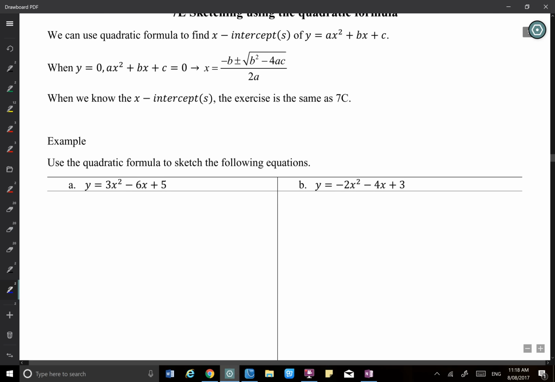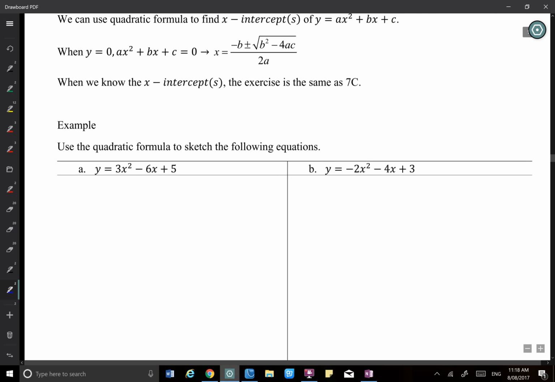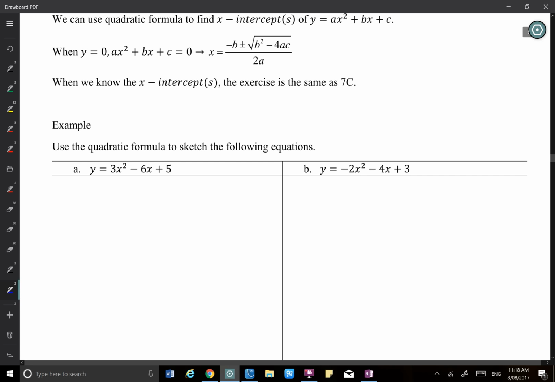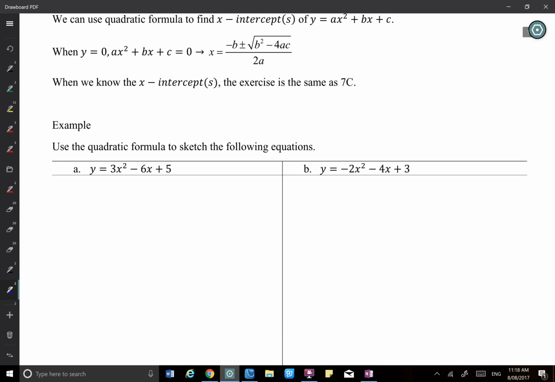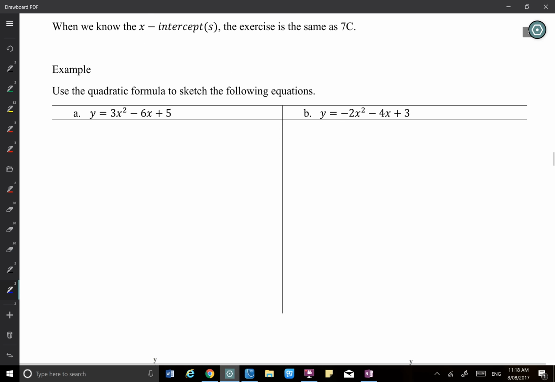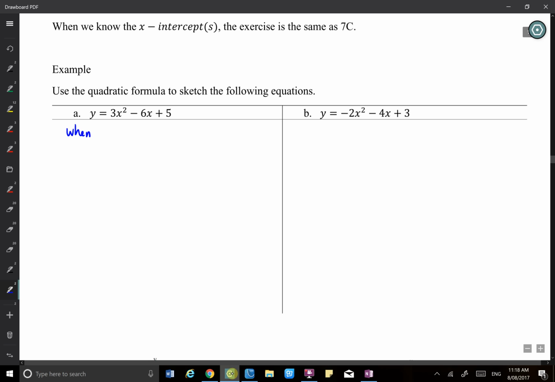When we know the x-intercept, then exercise 7c, what we learned yesterday, can be applied to sketch the quadratic. Let's do one example here. y equals 3x squared minus 6x plus 5. I can't find the x-intercept easily, so I can't factorize it easily. So when y equals 0, 3x squared minus 6x plus 5 equals 0.